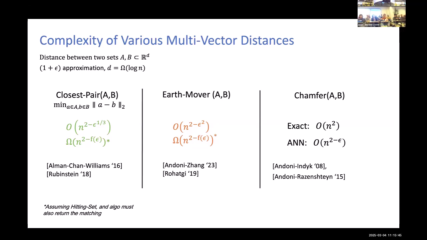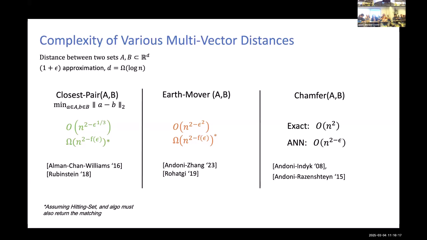So for example, for closest pair, there was a long sequence of works. Josh has done a lot of work on this, using techniques from the polynomial method and stuff like that to improve the complexity to n to the 2 minus, let's say, epsilon to the 1/3 is the current best. For Earth mover distance, it actually wasn't known how to get subquadratic algorithms until very recently. A paper of Andoni and Zhang showed how to do this. But still, it's only slightly subquadratic. It's a little bit better than n squared.